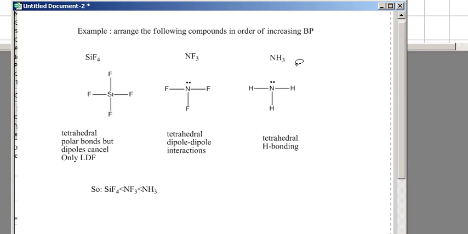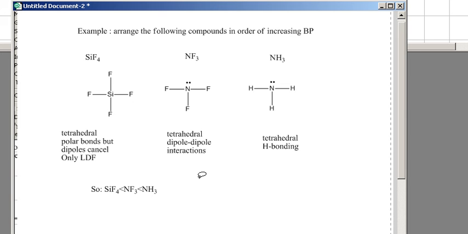trifluoride, and ammonia. The first thing we want to do is come up with accurate Lewis structures of all three of these, and these are the Lewis structures. And what you'll see is that silicon tetrafluoride is a tetrahedral compound, and it does have polar bonds in it, but the dipoles from all of these polar bonds cancel out, and there's no net dipole, so we only have LDF in this molecule. On the other hand, for the tetrahedral nitrogen trifluoride, there is a net dipole.